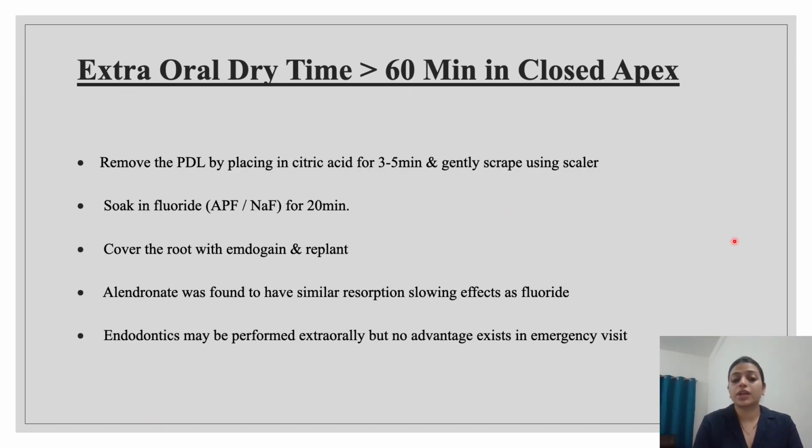Then comes the extraoral dry time of more than 60 minutes and in a tooth with closed apex. So here we have to remove the periodontal ligament by placing citric acid for 3 to 5 minutes and then gently scrape it using a scaler, because it's no more useful in healing, so much time has elapsed. Soak it in fluoride, usually APF or sodium fluoride is used, for 20 minutes and then cover the root with Emdogain and replant it back into the socket. Alendronate is also used as a substitute to fluoride.